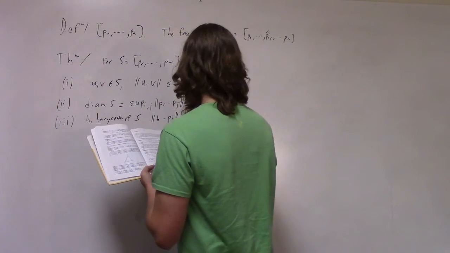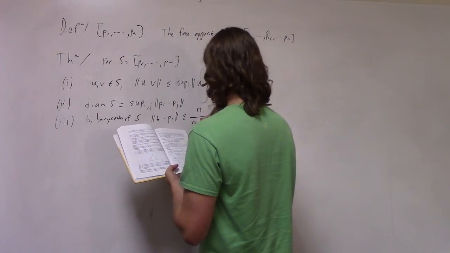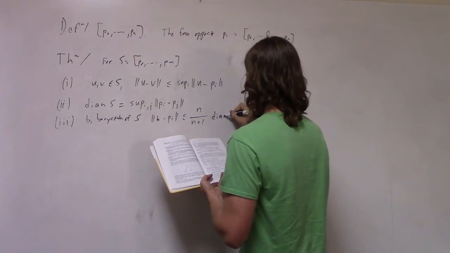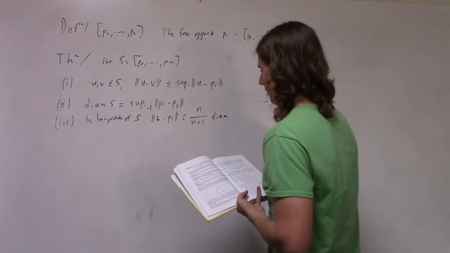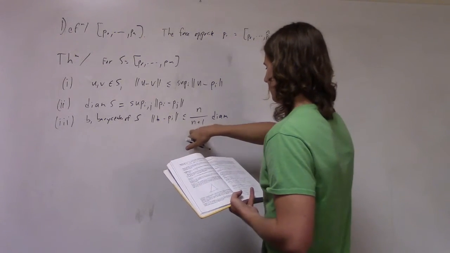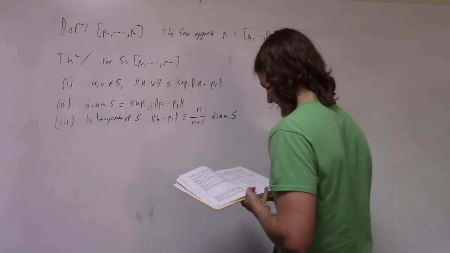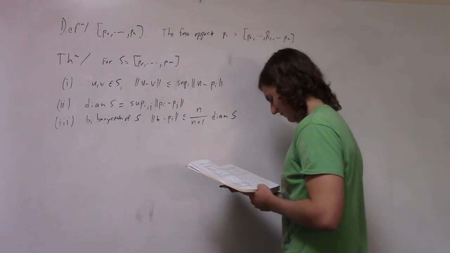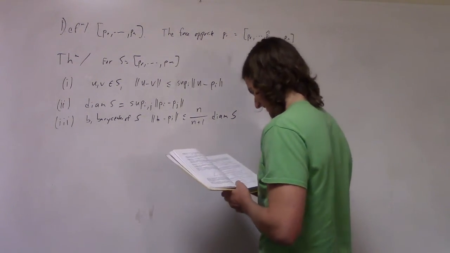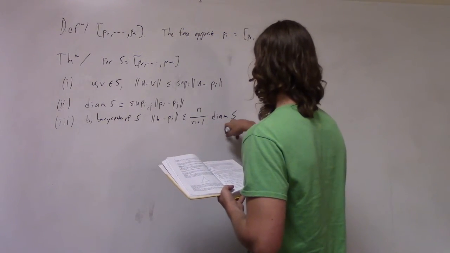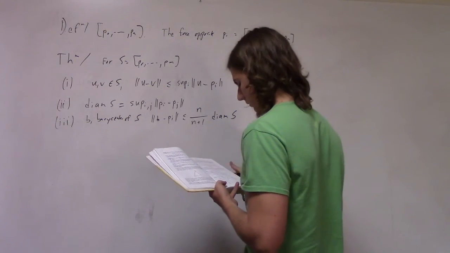Again, the messed up notation, but I'll fix it, don't worry. So the distance from the barycenter to any of these points is going to be less than or equal to n over n plus 1 times the diameter of S. I would definitely take out points in a Calc 2 test for that. I was like, well, n over n, that's just 1, guys.